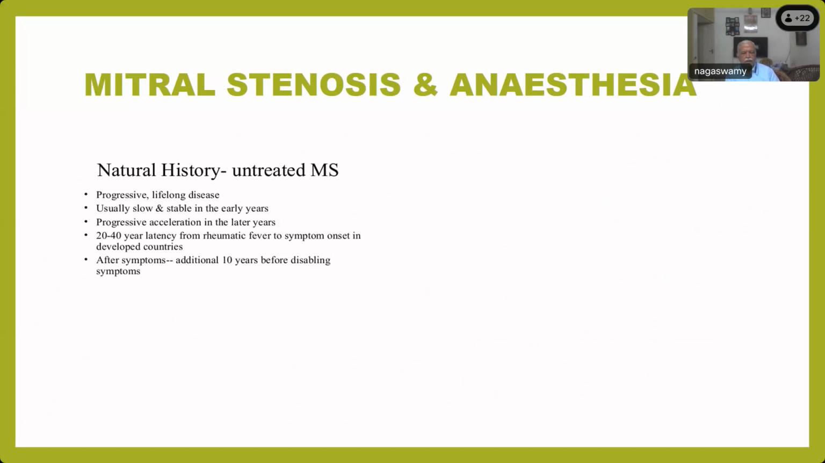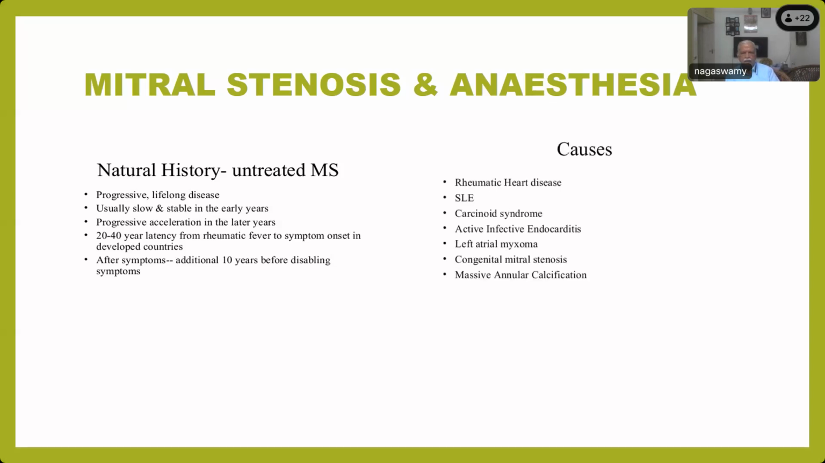Unless you treat it to correct and repair the valve by some means, it is a progressive disease, and it accelerates during the later years, and the majority of them always have a history of rheumatic fever. So even if the patient denies having suffered from rheumatic fever, it is called subclinical rheumatism from which the patient could have developed this. So the first reason or etiology for mitral stenosis is rheumatic fever in our country, and especially in countries with low socioeconomic status.